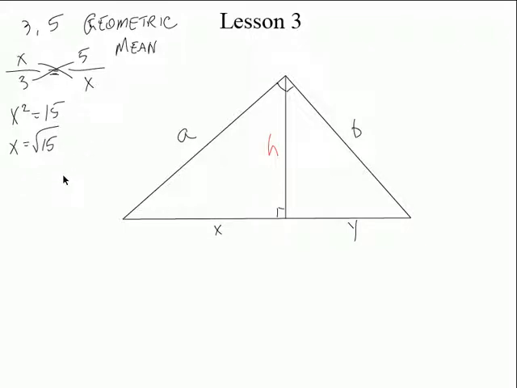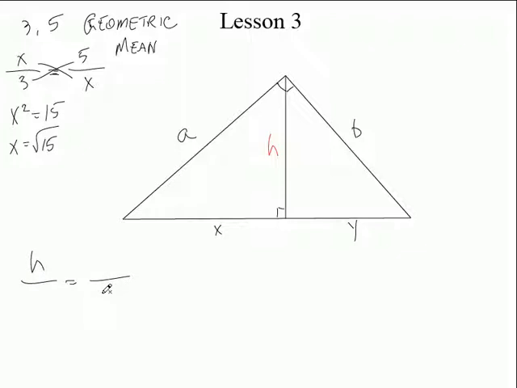I was going to erase that, but I'll just keep it up there. Now look at this. H is also a geometric mean. But it's the geometric mean between what two numbers? Well, it's between the two segments of this hypotenuse. So H is the geometric mean. So look what I do. I set up a proportion.